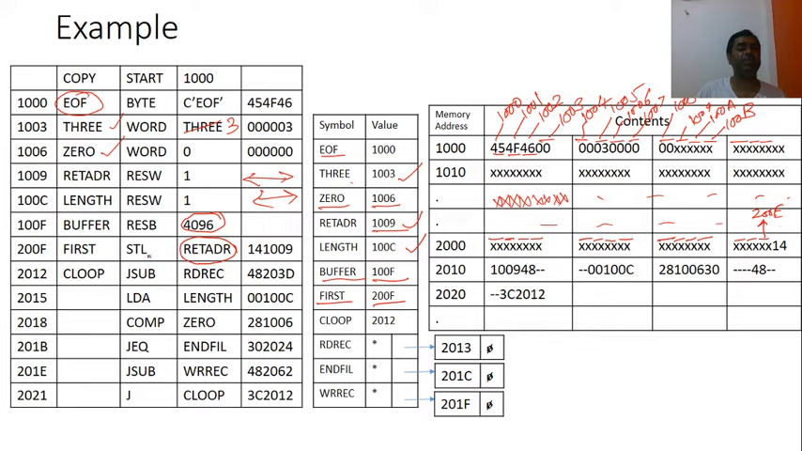What is the opcode corresponding to STL? 14. Here 14 is written, and then the address of RETADR, 1009, because this program is written in SIC. And in SIC, what is the instruction format? Just write opcode in 8 bits, then X in 1 bit, then address in 15 bits, and this is the object code.